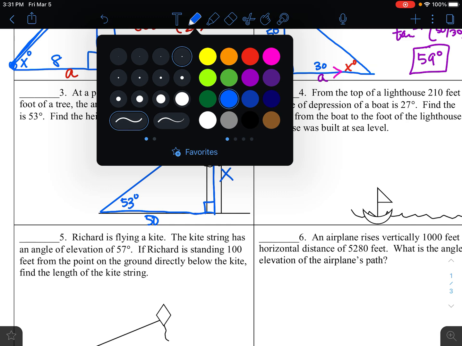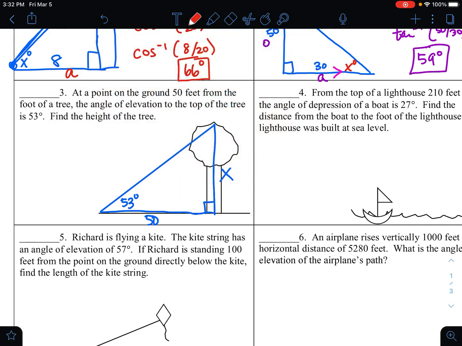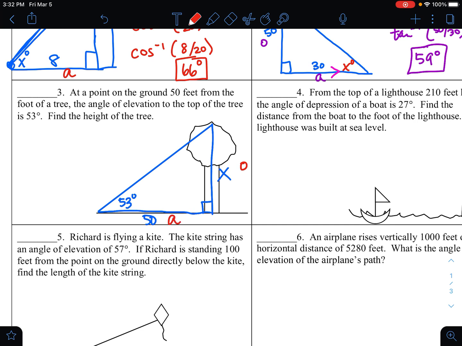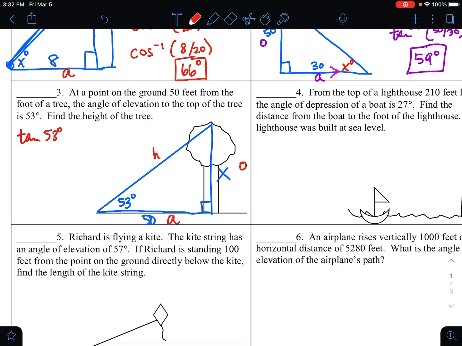So let's do SOHCAHTOA. From 53, I've got opposite, 50 is adjacent, and if it helps you to label H so you don't mix up the adjacent side. So O and A, I'm doing a tangent. The tangent of 53 degrees equals opposite over adjacent, x over 50. Cross multiply and solve. So cross multiply, that would be x, and then the other way, 50 times tangent of 53 degrees.